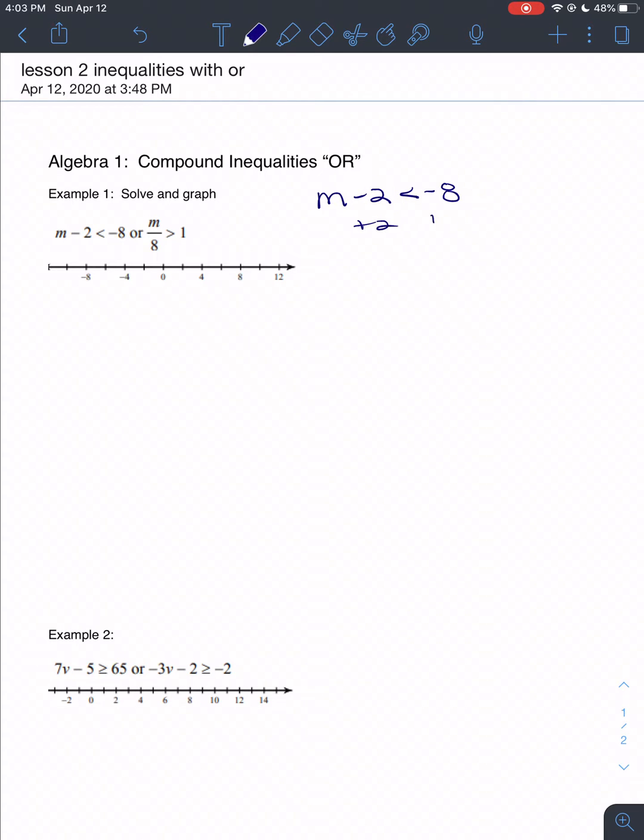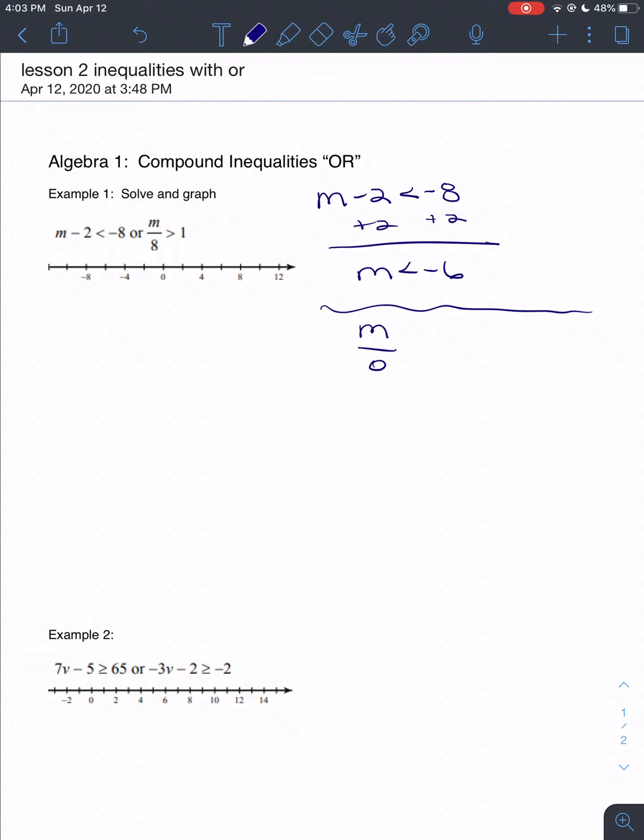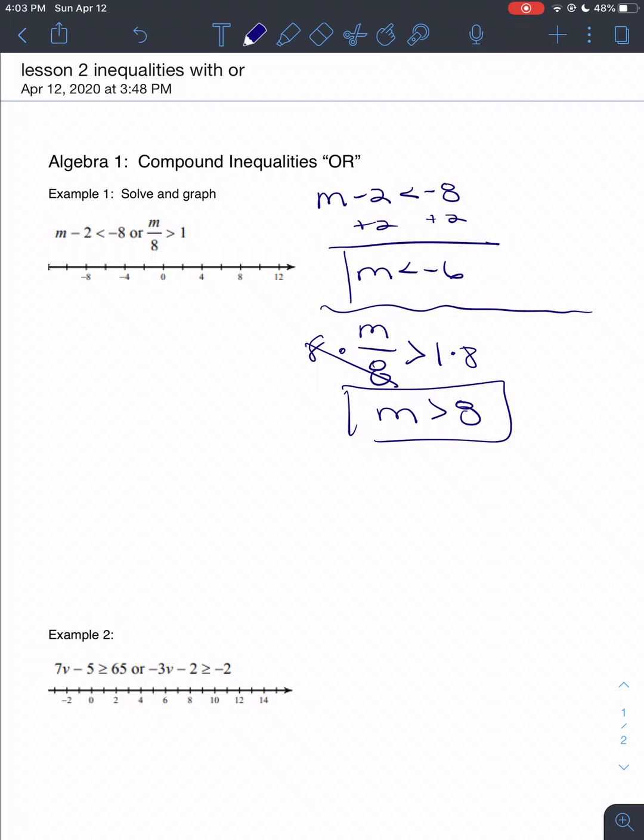I'm going to add 2 to both sides. So we get m is less than negative 6. We're going to do the other part. We get m divided by 8 is greater than 1. Get rid of division. We're going to multiply both sides by 8. So we're going to get m is greater than 8. So those are our two parts of our compound inequality.